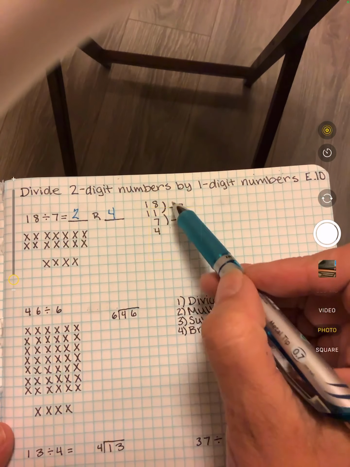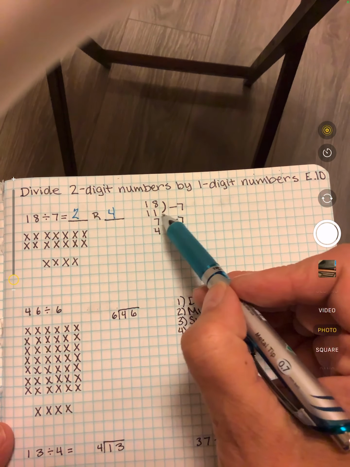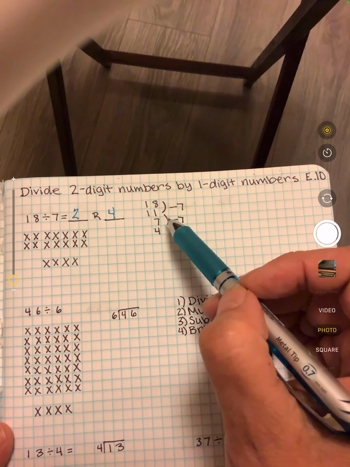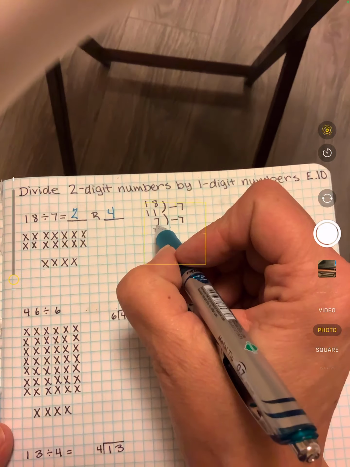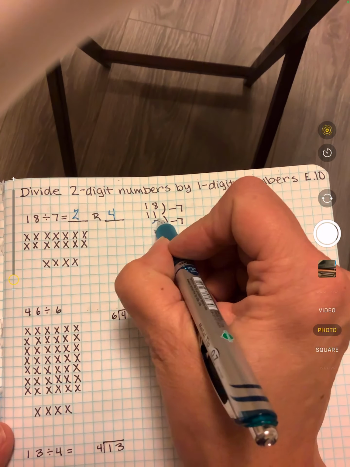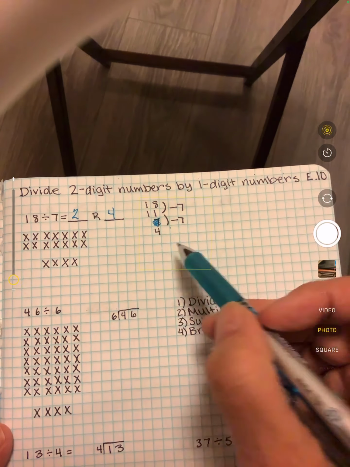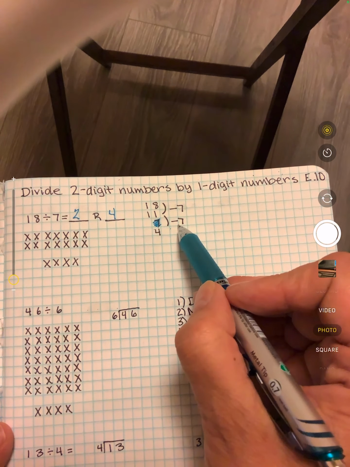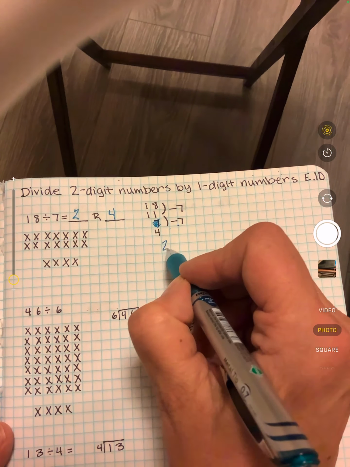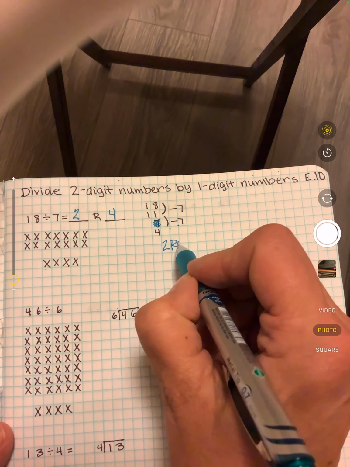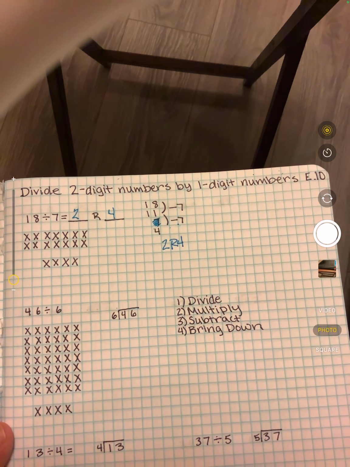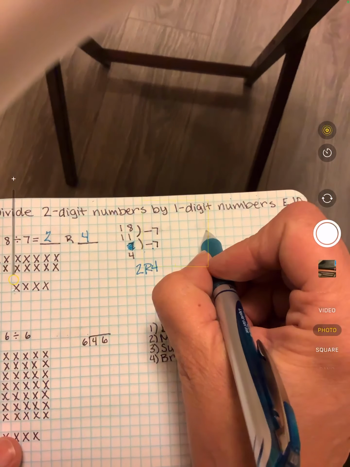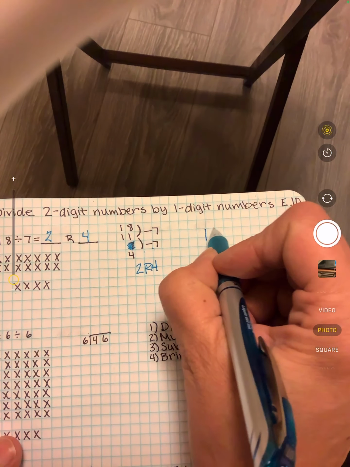You can do the repeated subtraction. 18 minus 7 is 11. 11 minus 7 is, that should be 4 right there, sorry. So we have 2 times that we subtracted 7, and then we have 4 leftovers, okay? The way that you would do this in today's assignment would be like this.